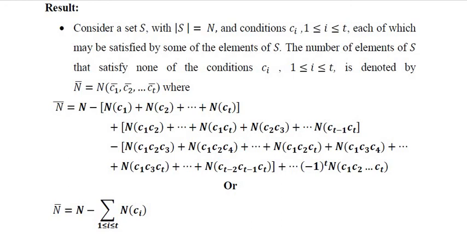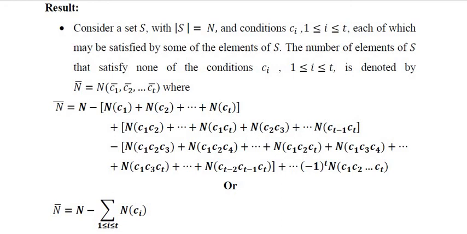So consider a set with cardinality of S equal to N and the conditions Ci for 1 less than or equal to i less than or equal to t, each of which may be satisfied by some of the elements of S. The number of elements of S that satisfy none of the conditions Ci, where 1 less than or equal to i less than or equal to t, is denoted by n bar, which is equal to n of C1 bar, C2 bar, etc. Ct bar, where n bar is equal to N minus n of C1 plus n of C2 plus etc. n of Ct, plus n of C1 C2 plus etc. n of C1 Ct plus n of C2 C3 plus etc.